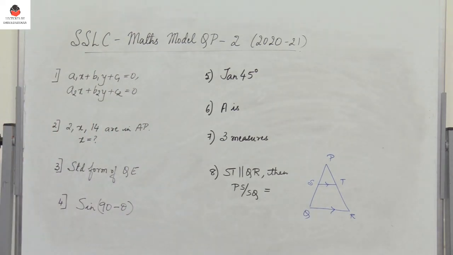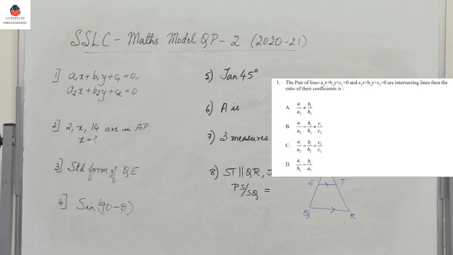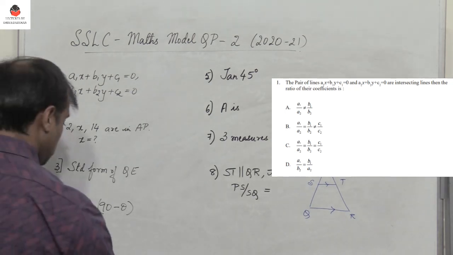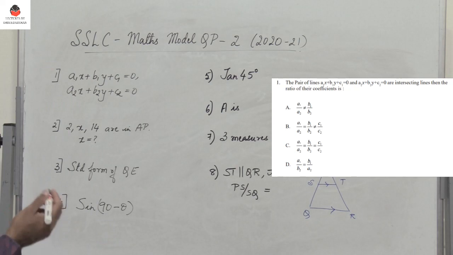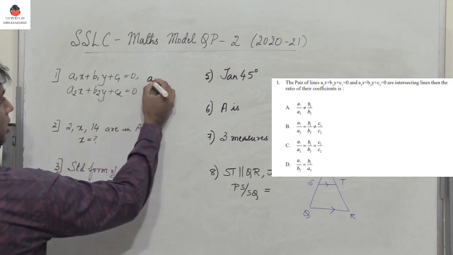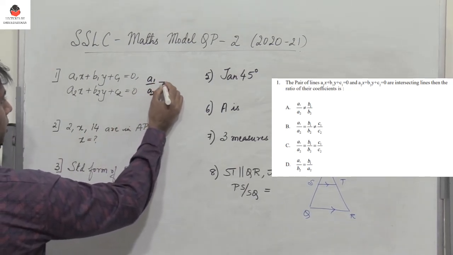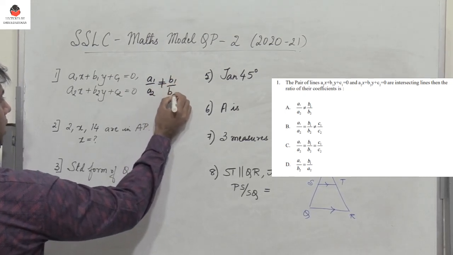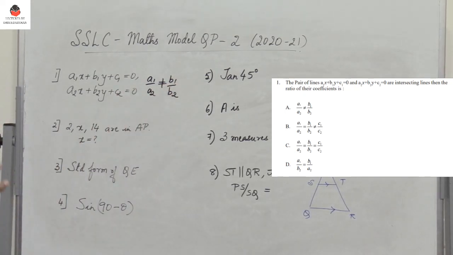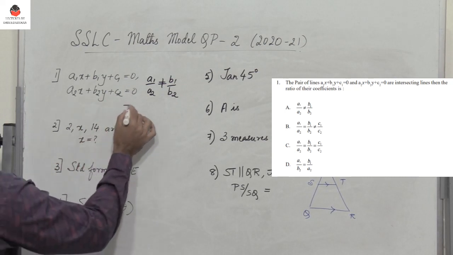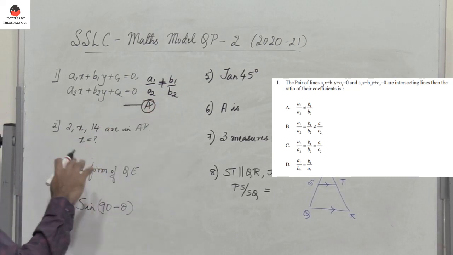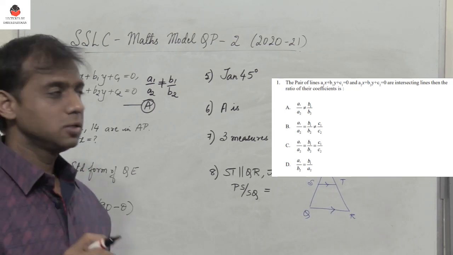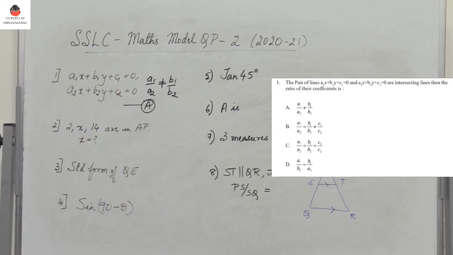Now the first question: the lines a1x plus b1y plus c1 equals 0 and a2x plus b2y plus c2 equals 0 are intersecting. So if they are intersecting, then the ratio of the coefficients are... We know that if they are intersecting, then a1 by a2 is not equal to b1 by b2. If you observe all the options, it is option A. You can see all the options on the screen, so the right answer is option A.